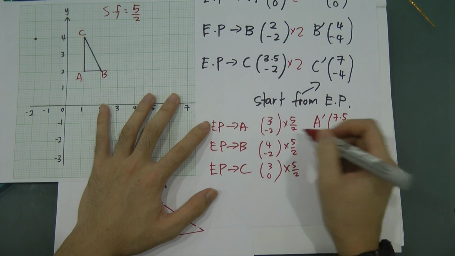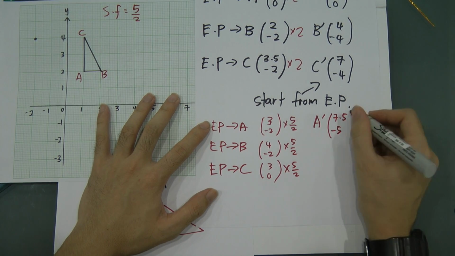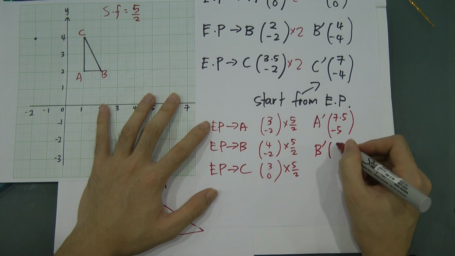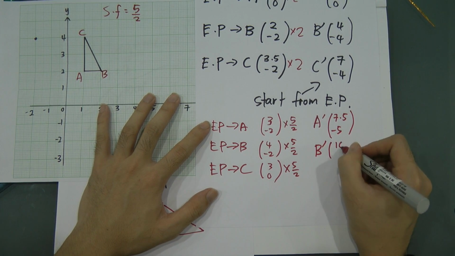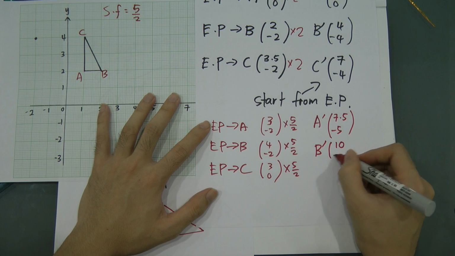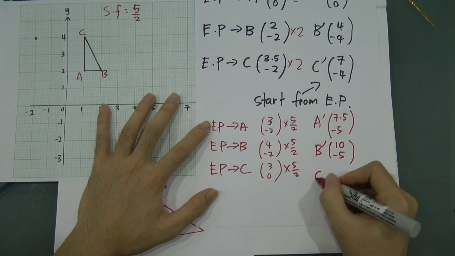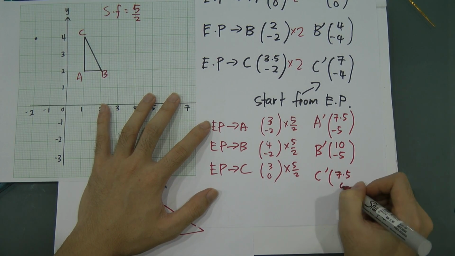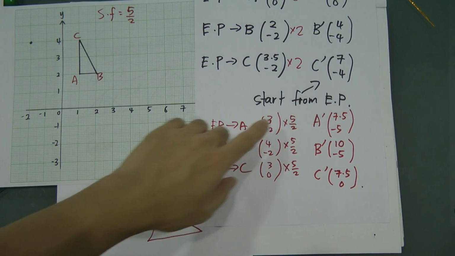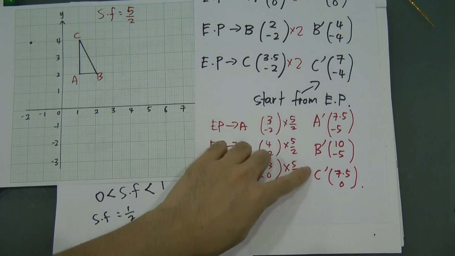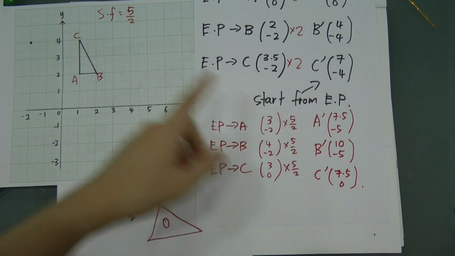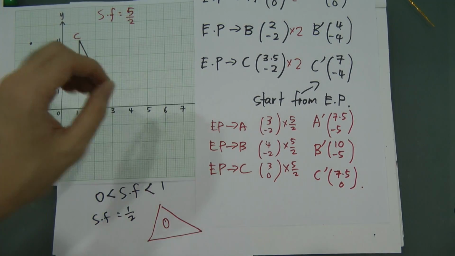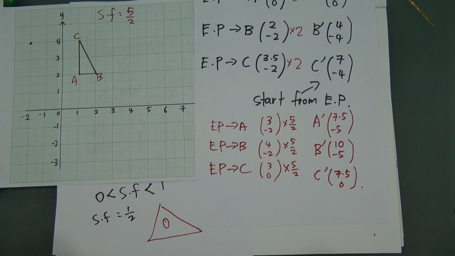Alright, 2.5 multiplied by negative 2 is negative 5. Yes. And then 2.5 multiplied by 4 is 10. Isn't it? Yeah, it's 10. Multiplied by negative 2 is negative 5. And 2.5 multiplied by 3 is positive 7.5 and 0. Okay, this is the image after the scale factor, meaning after the enlargement 5/2. Okay, meaning he enlarged by 2.5 in the scale factor.